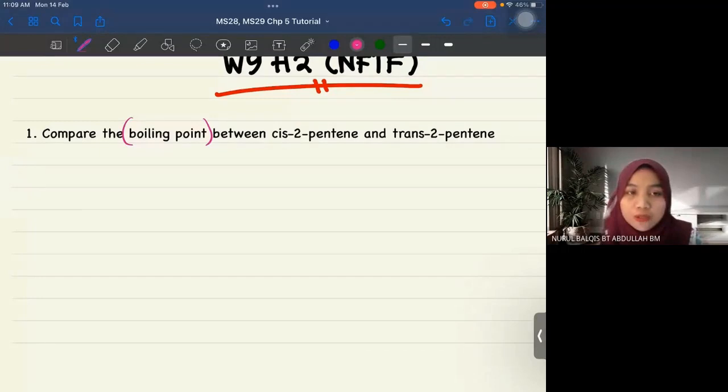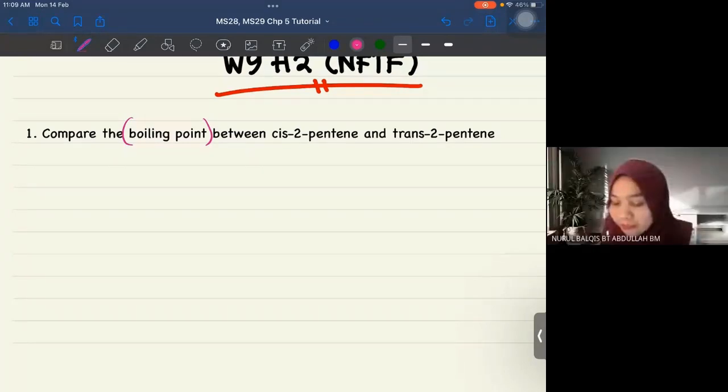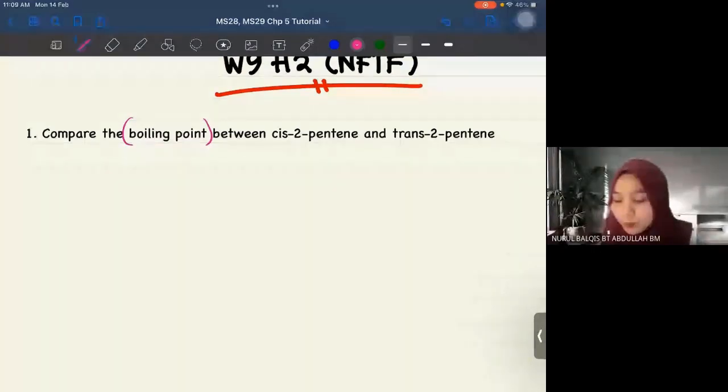So what should you do first? Can you simply explain them, or do you need to first take out the structural formula of cis-2-pentene and trans-2-pentene? Take out the structural formula first. Okay, now let's first draw the 2-pentene. Just the 2-pentene. Could you please tell me how many carbons make up the parent chain?